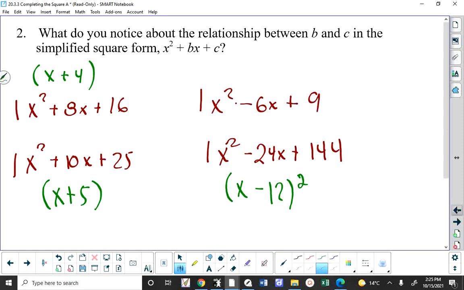This came from (x − 3) squared. Am I correct? I'm good with my memory there this afternoon? Okay. So the question is, how would you go from this to that?